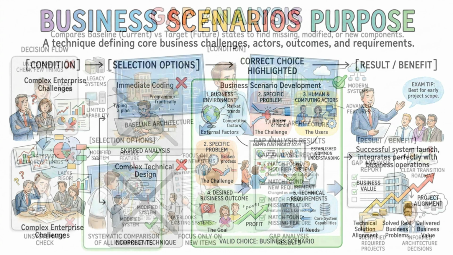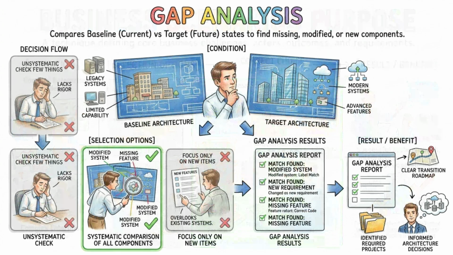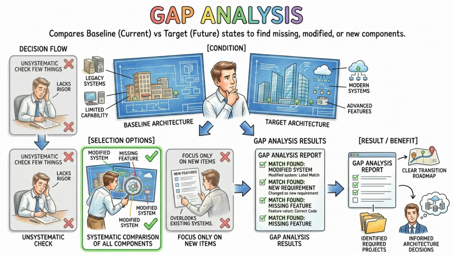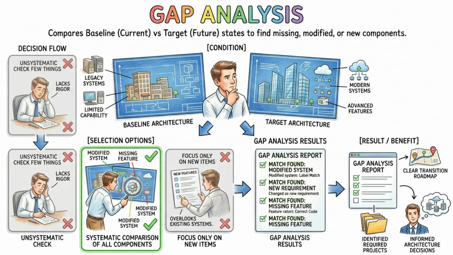Gap analysis is one of the most critical and frequently tested techniques in the entire TOGAF standard, applied primarily during phases B, C, and D. Gap analysis systematically compares the baseline architecture state with the target architecture state to identify missing, modified, or newly required components. By carefully highlighting gaps, architects ensure that no critical functionality or system dependency is accidentally forgotten during design.